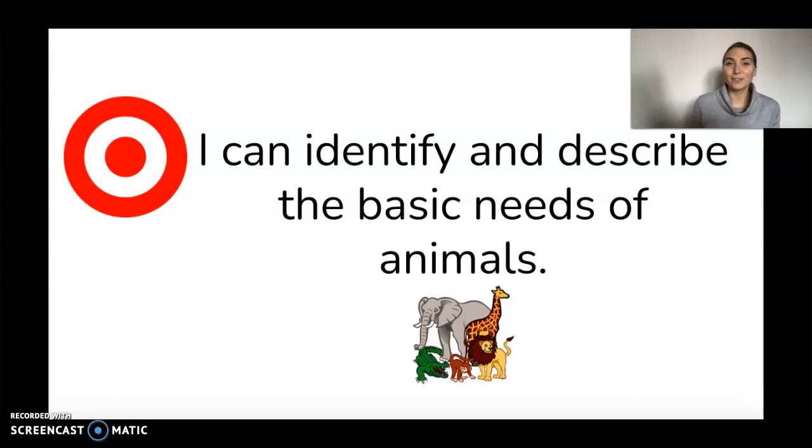Our target skill for today is I can identify and describe the basic needs of animals. Today we are going to practice using what we talked about yesterday.